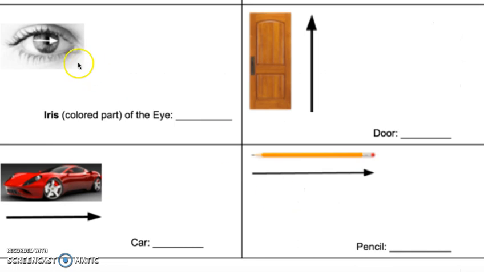Then the next one is the width of your iris. So this is the colored part of your eye. How would you measure that? Then the height of a door. What would you use to measure the height of a door? Put that right here.